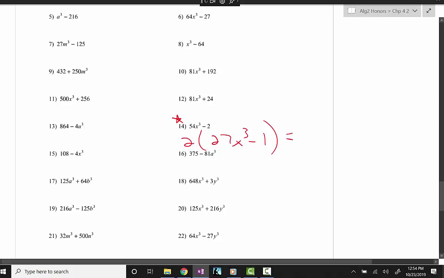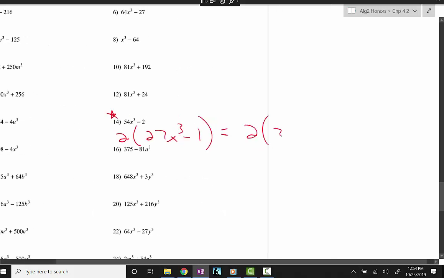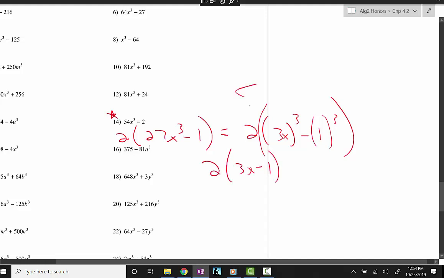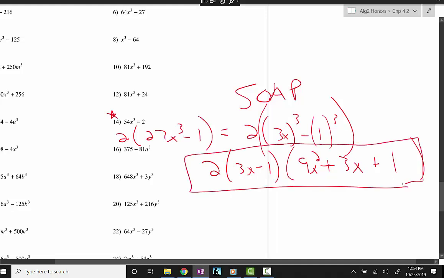So I just have to make sure as I work through the whole thing, this means I have 3x cubed and minus 1 cubed. So we can go with 2, 3x minus 1, remembering SOAP. So here's my same sign. Here's going to be the opposite, which is now plus, and always positive on the end. The first term squared is 9x squared. We're going to multiply in the middle to get 3x. That's 1 times 3x, and on the end is 1. Okay, so we need all three parts.